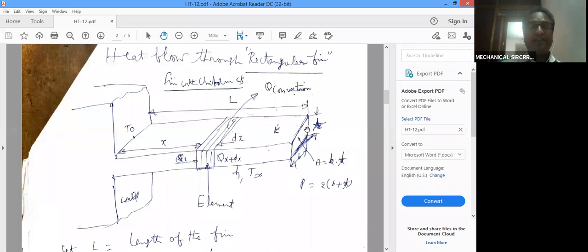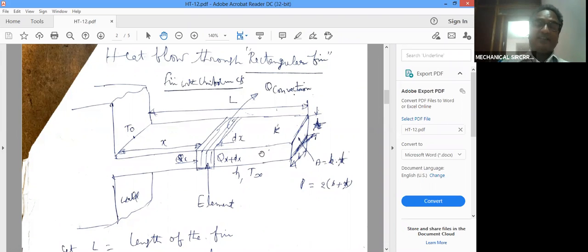Heat flow through the rectangular fin. We are considering only the rectangular fin, a fin with uniform cross section. For example, this is the IC engine. On the surface of the IC engine, we provide one fin. I am showing only one fin here, and I have also exaggerated it.